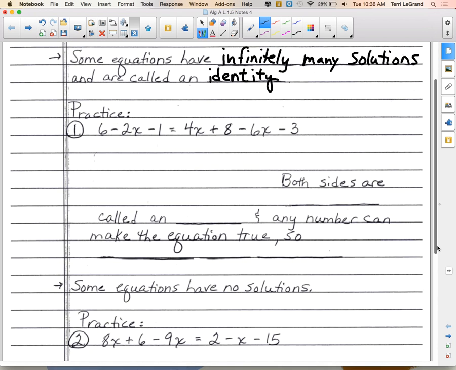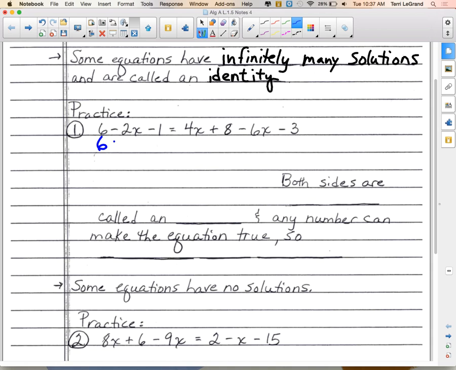Okay, let's take our first practice problem here where we have 6 minus 2x minus 1, and that is equal to 4x plus 8 minus 6x minus 3. Boy, that looks like something we've been doing lately, doesn't it? What would be the first thing we would do in this problem? Add the opposite. Thank you, Preston. We have to change all those subtractions that we see in there to add the opposite.